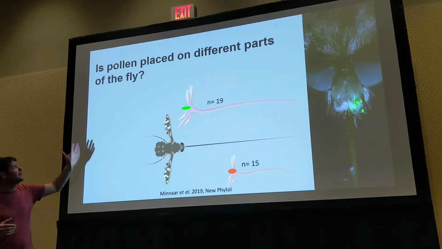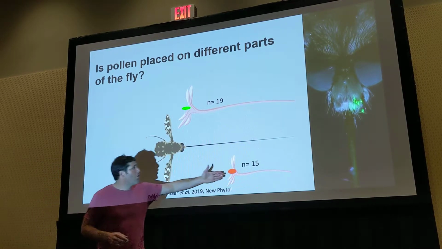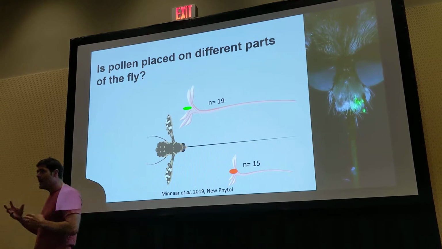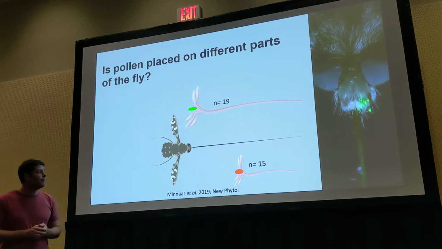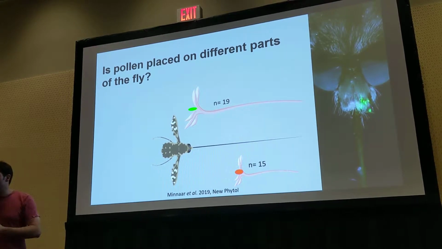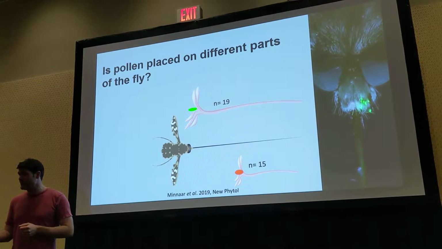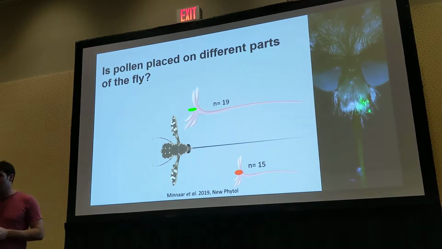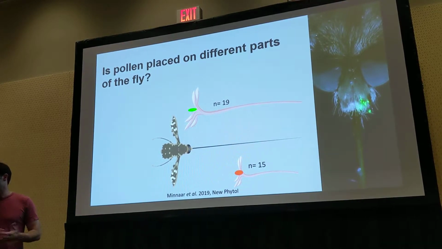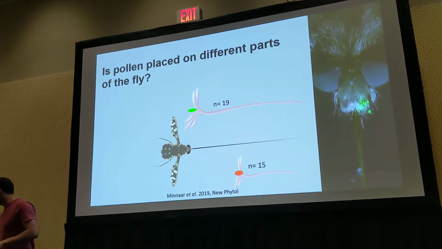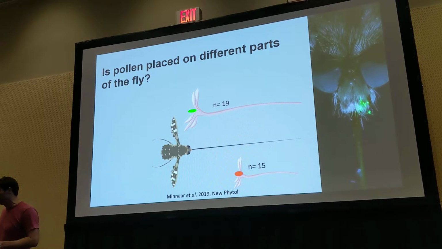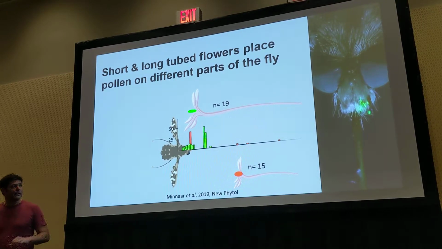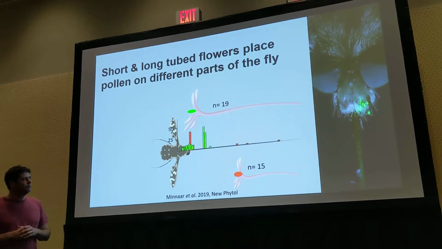So then what we did is we asked, do short and long tube flowers place pollen on different parts of the fly? So we marked short and long tube flowers with different color quantum dots. We allowed these pollinators to visit these flowers. We then captured those pollinators and looked at them under the microscope to see where the pollen was placed. You can see we don't have massive sample sizes because we didn't want to kill too many flies. But this is more or less what we found.